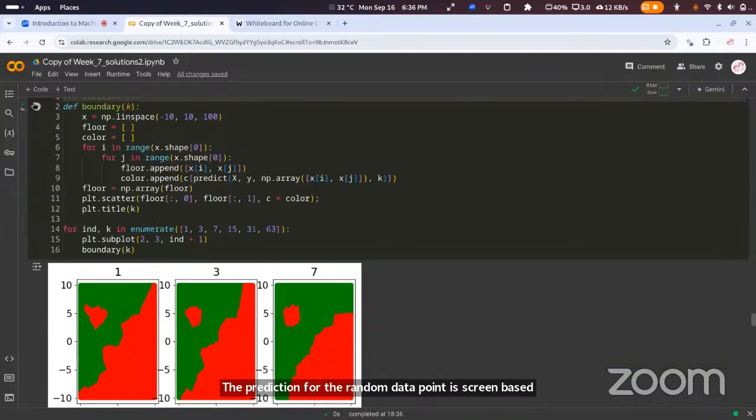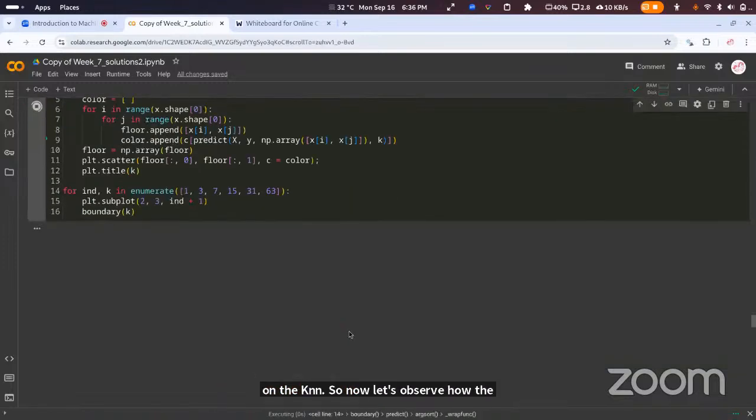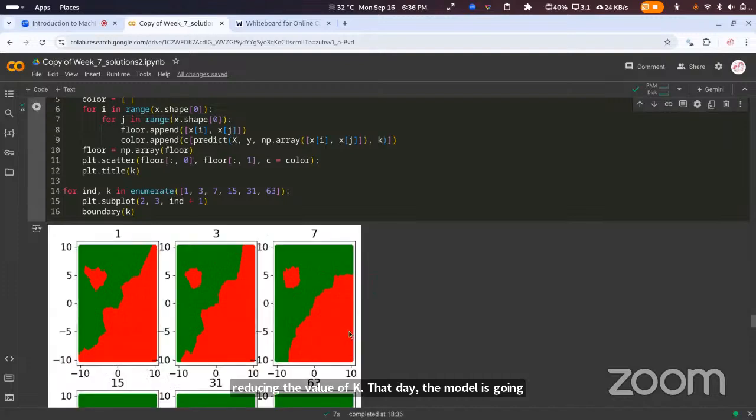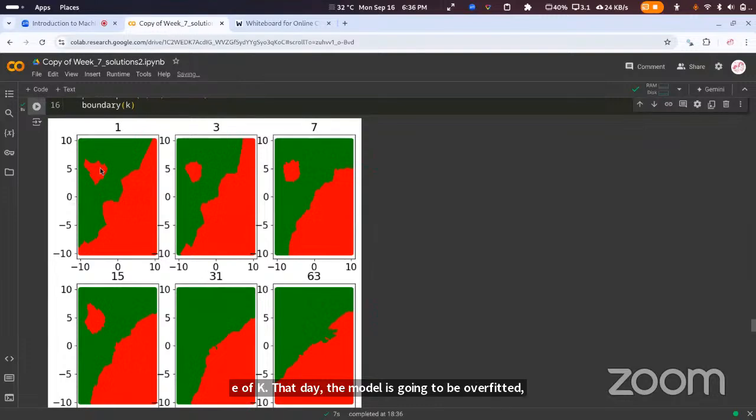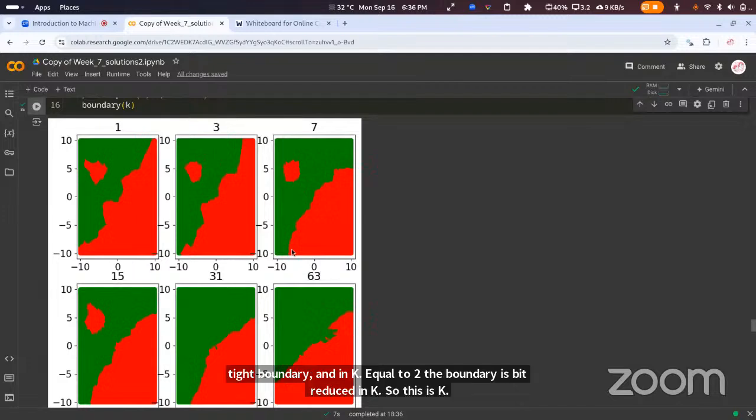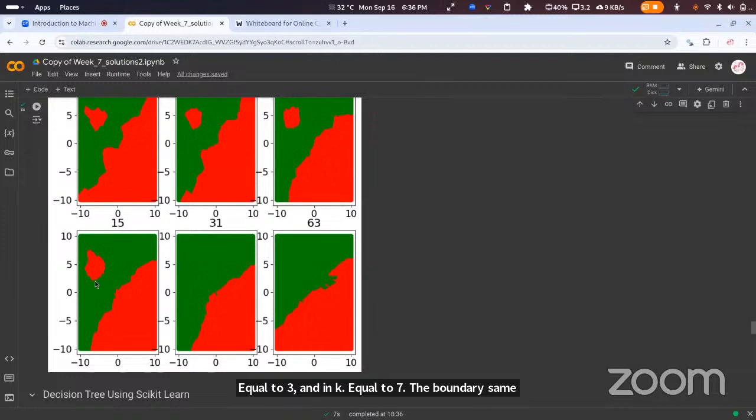So now let's observe how the boundary of KNN was for different values of K. Whenever you are reducing the value of K, the model is going to be overfitted. That is, it's going to consider the outliers too. So this is for K equal to 1. As you can see, this is a very tight boundary. In K equal to 2, the boundary is a bit reduced. This is K equal to 3. And in K equal to 7, the boundary is still the same. In K equal to 15, the boundary is the same.